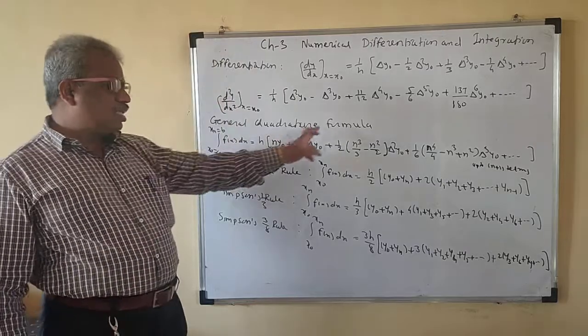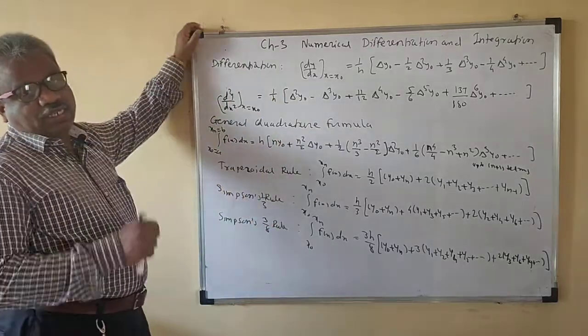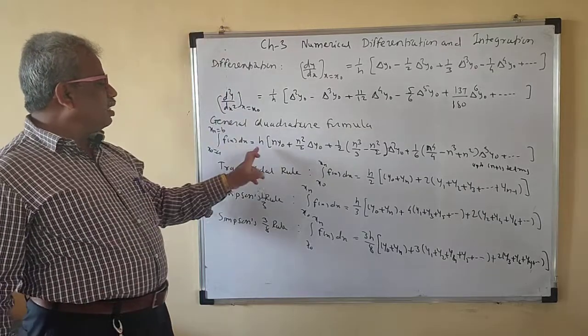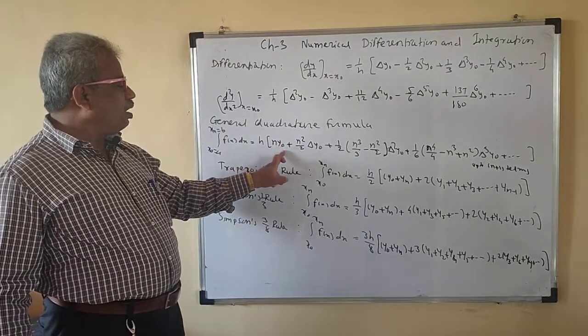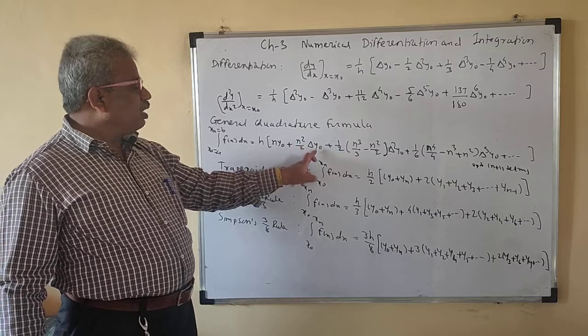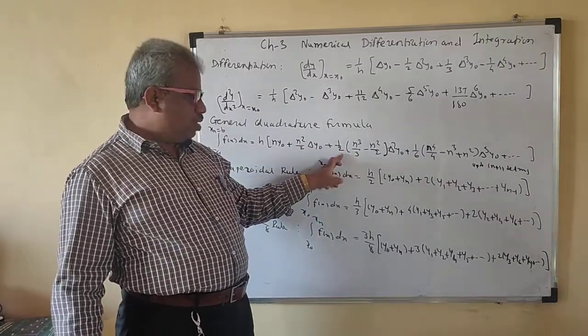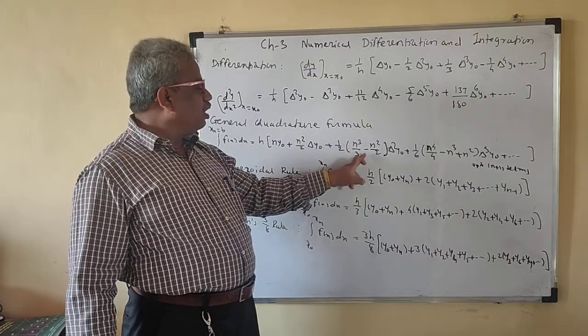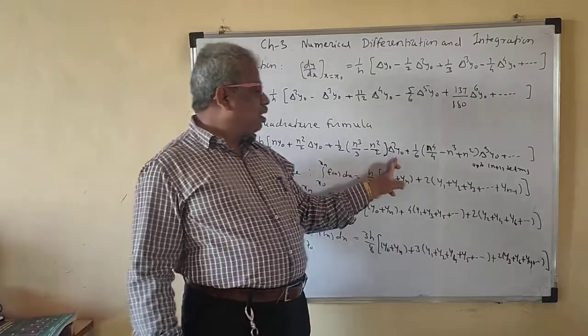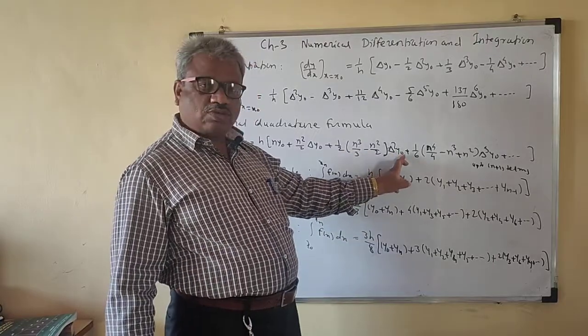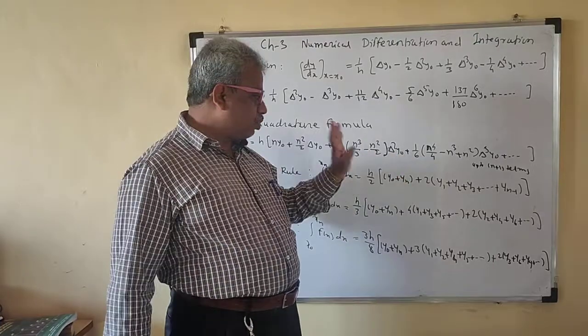Now this is the general quadrature formula. We have seen and proved the general quadrature formula. That general quadrature formula is h times n y naught plus n square by 2 delta y naught plus, n cube by 3 minus n square by 2, delta square y naught upon 2 factorial, doesn't matter.